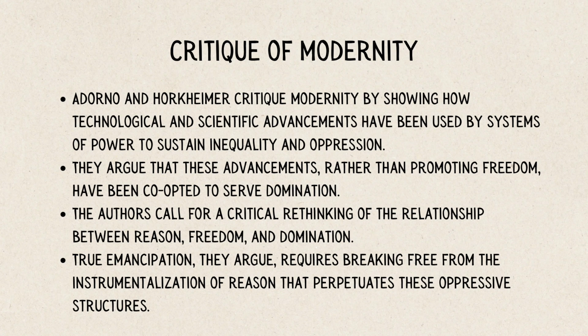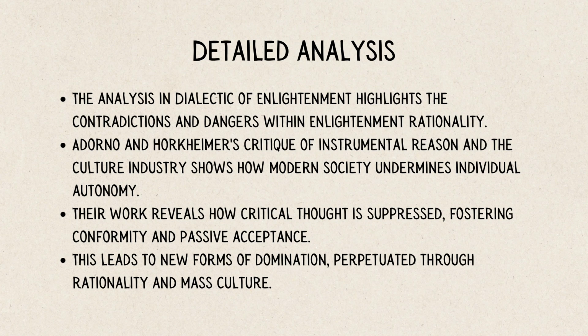Adorno and Horkheimer provide a critique of modernity, highlighting the ways in which technological and scientific advancements have been co-opted by systems of power to perpetuate inequality and oppression. They argue that true emancipation requires a critical rethinking of the relationship between reason, freedom, and domination. The analysis in Dialectic of Enlightenment reveals the contradictions and dangers inherent in Enlightenment rationality. Adorno and Horkheimer's critique of instrumental reason and the culture industry exposes the ways in which modern society undermines individual autonomy and critical thought, leading to new forms of domination.